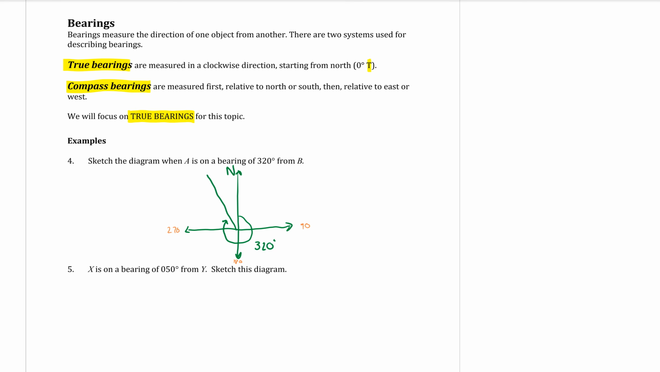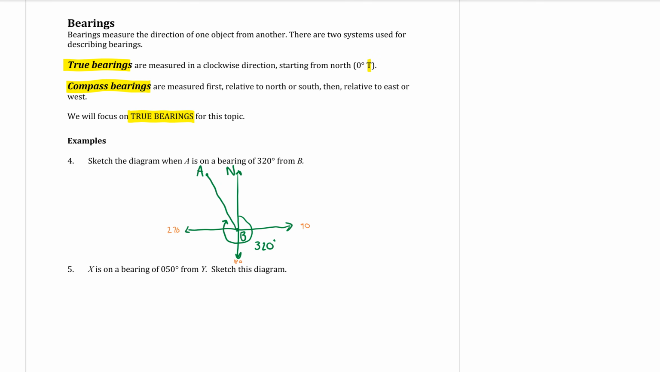Now, we were also given some letters to use. It said sketch a diagram where A is on a bearing of 320 degrees from B. That means that B is the starting point, which is at the center of your compass, and A is the end of that line because it's like we're heading to A from B. So put those labels on there, please. That's how you draw a true bearing.